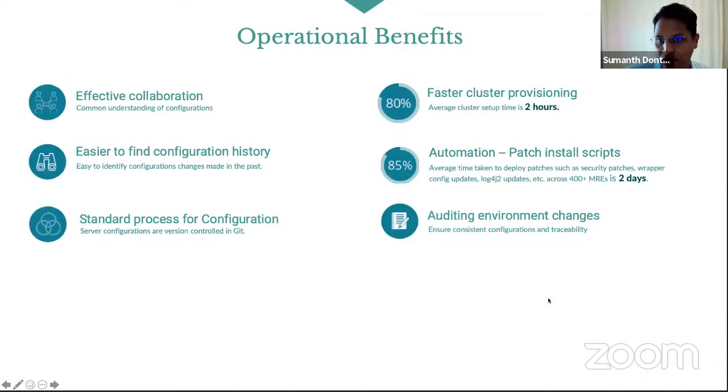Benefits, again: collaboration and configuration history. Standard process is to do version control in Git, so we can get the history of it. Our provisioning times improved significantly. It was days, now it's a couple of hours.